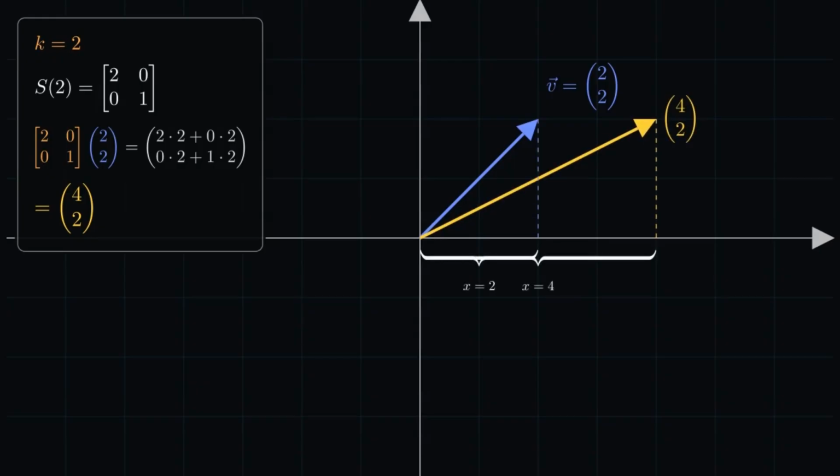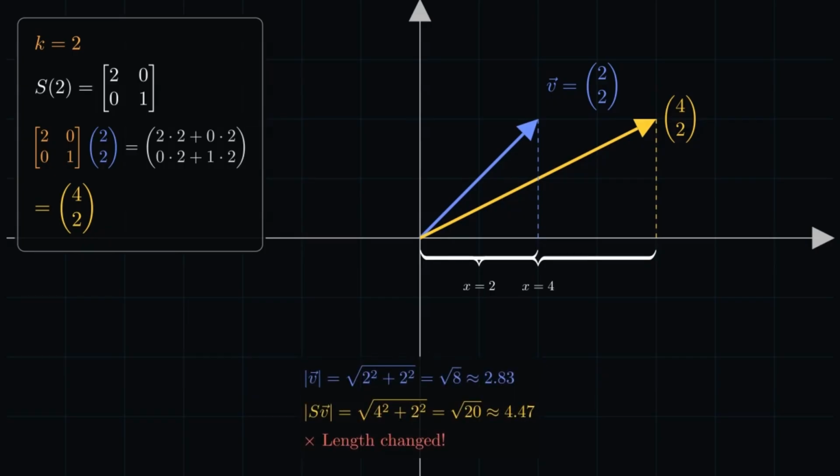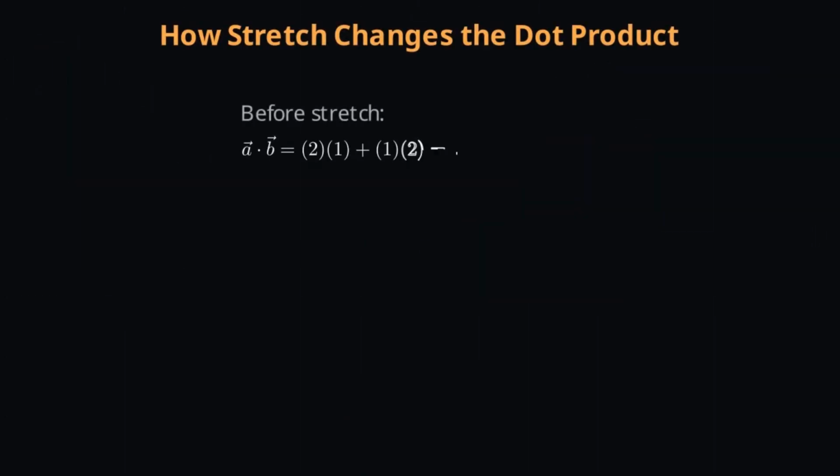Geometrically, the arrow gets pulled to the right. The x component stretches from 2 to 4, but y stays at 2. This changes both the length and direction of the vector. The length jumps from root 8, about 2.83, up to root 20, about 4.47, and the angle with the x-axis drops from 45 degrees down to about 26.6 degrees. Stretches warp everything.